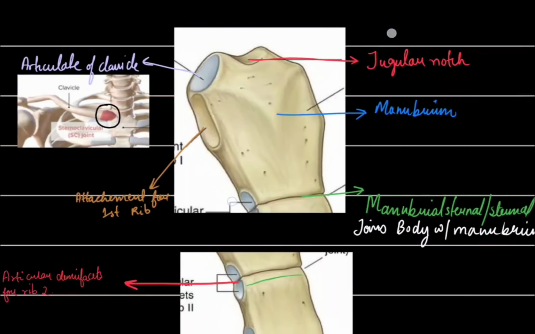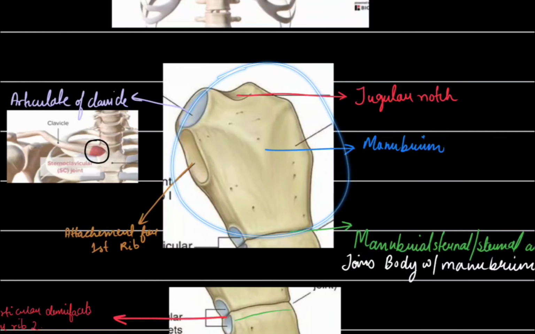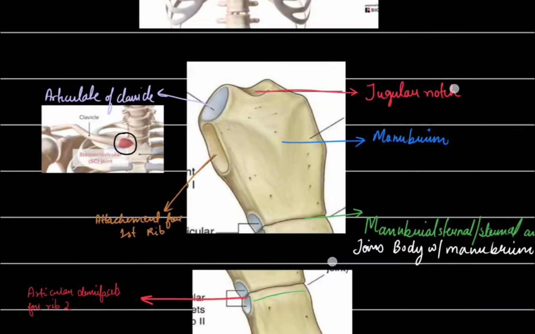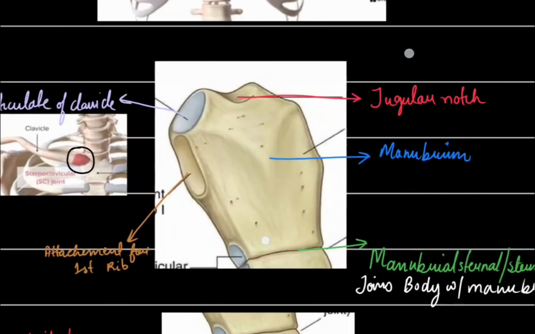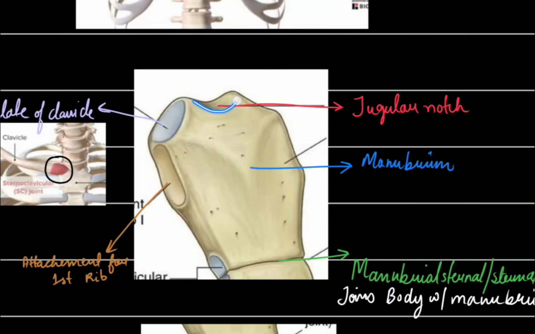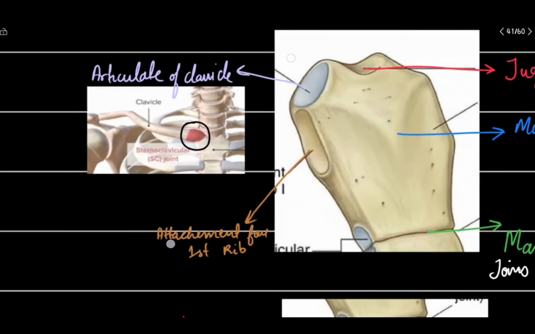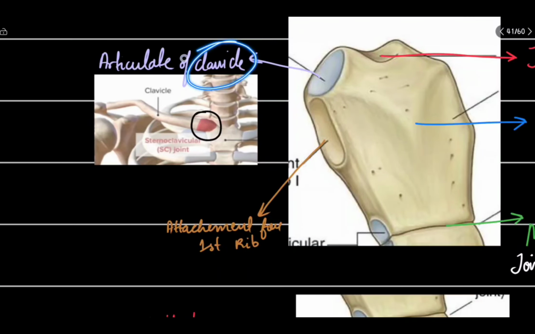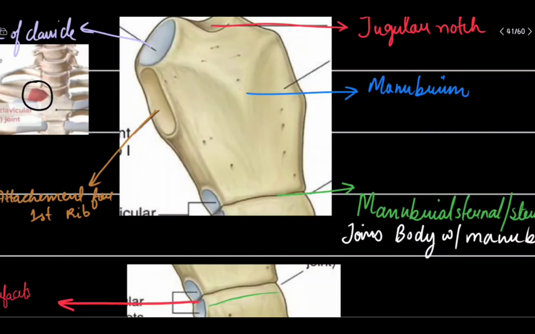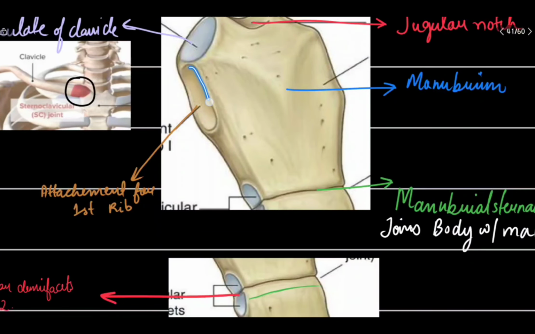At first we have the manubrium. In the manubrium we have three notches. At first we have the jugular notch, and then we have the articulation for the clavicle. Now what is the clavicle? This is the clavicle. The clavicle is also known as the collarbone. The collarbone has to articulate with the manubrium, and this is the articulation site of the clavicle with the manubrium. And then we have the third notch, which is the attachment for the first rib.